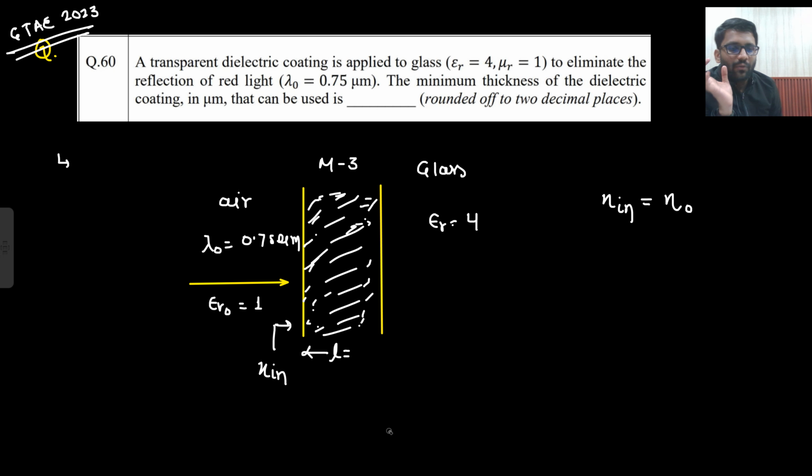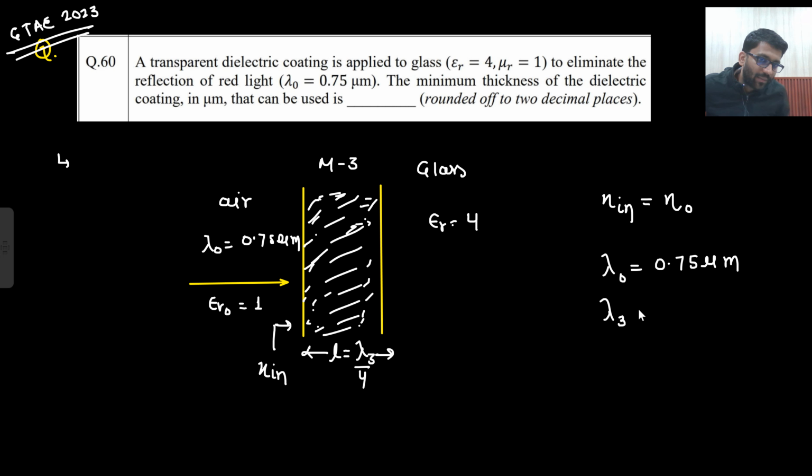So what you are doing is the intrinsic impedance matching. And for intrinsic impedance matching, what kind of length are you going to use? Lambda by 4. But lambda of what? Lambda of this medium, so lambda 3 by 4. So now our target is to find lambda 3. Lambda naught we have, the value is 0.75 micrometer. What I need to find is lambda 3. If I am able to find lambda 3, my job is done.